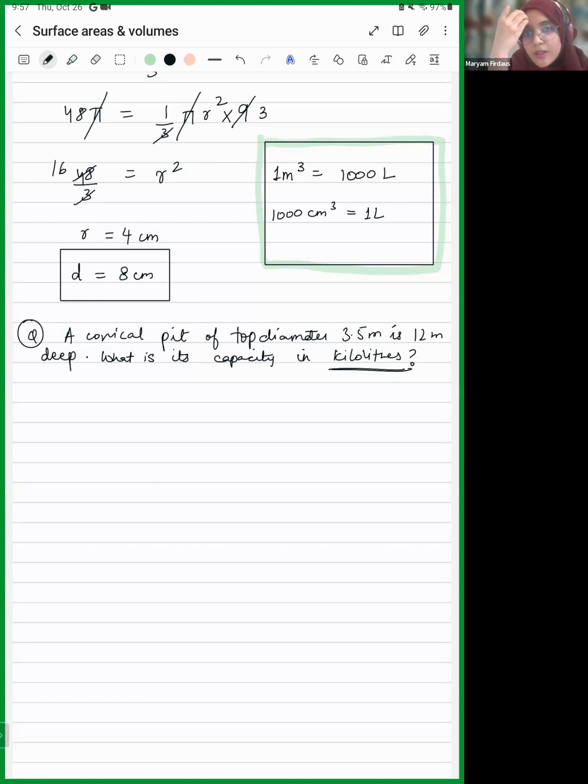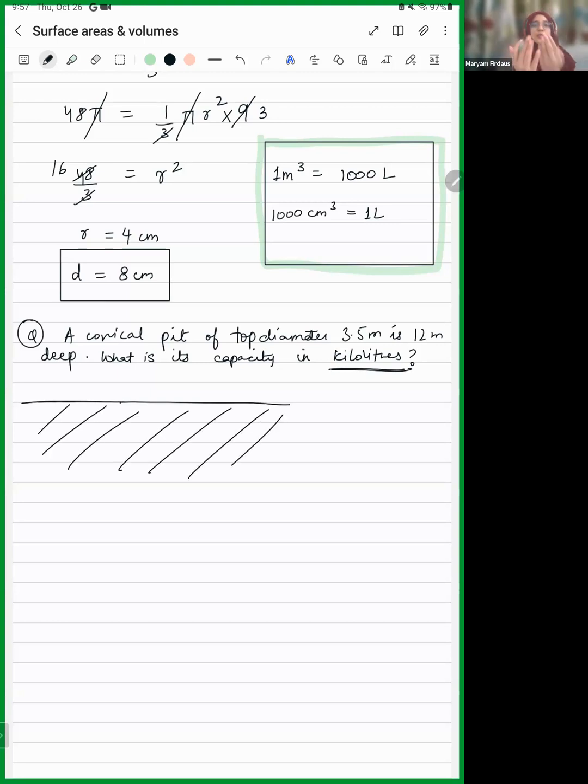No. See, the cone is fine. Yes, but ma'am, it is a pit, right? So how is a pit going to look? Remember they have said the top diameter is 3.5. So the pit is going to look like, imagine that this is your ground, your normal ground, and we are seeing the ground from a cross-section perspective. So maybe you dig a hole or a pit into this.